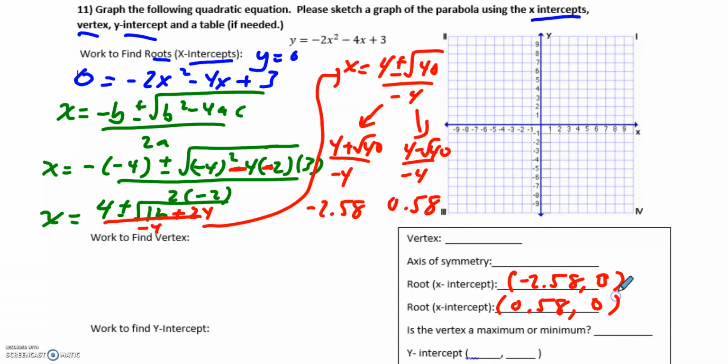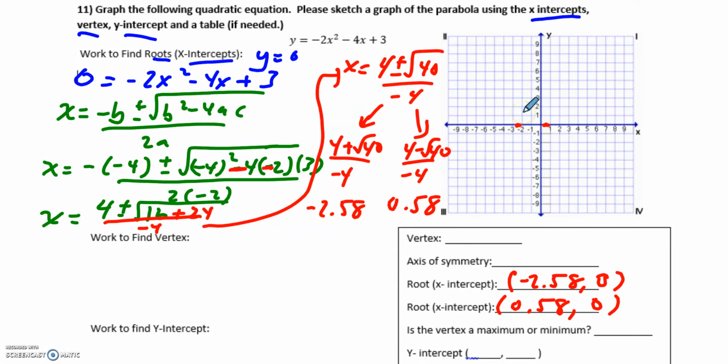And so if I did the best of my ability to graph those two, 0.58 is right in between 0 and 1 about, so one of the dots would be right about there. And negative 2.58 is about negative 2.5, so it would be right about here.